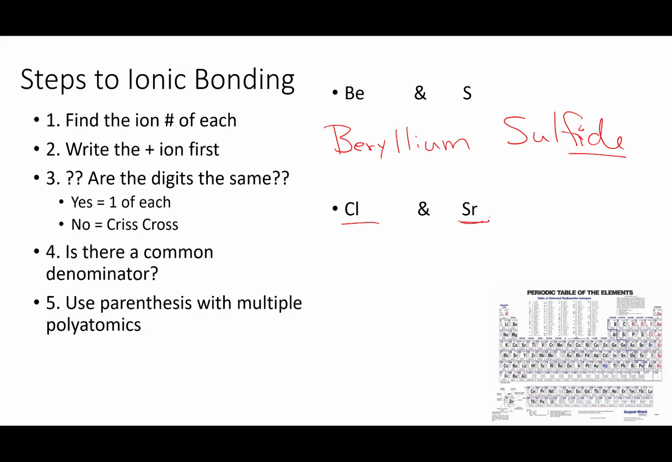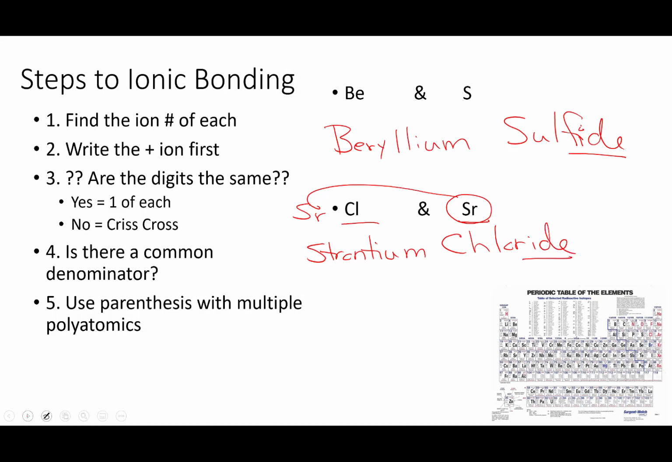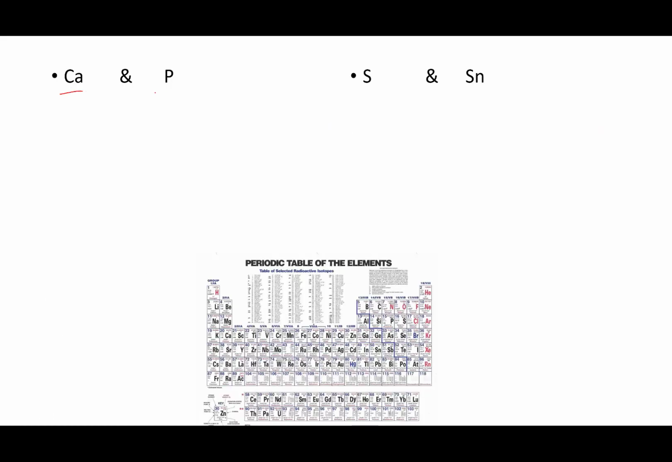Chlorine and strontium, remember we had to flip that around to put the strontium in front because that is the positive ion. So this becomes strontium chloride, strontium chloride. Calcium and phosphorus, so calcium. Phosphorus becomes phosphide. And you might ask, why did I write this down below? Because I was worried about running out of room. That's why. Sulfur and tin.